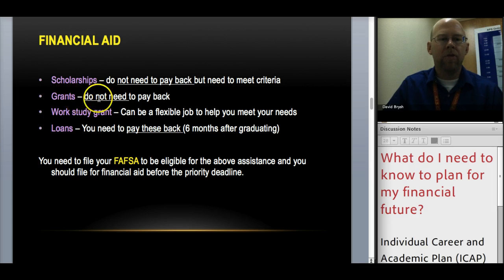Grants are another thing that you do not need to pay back. So if you get a grant, it's kind of like a scholarship. It's pretty cool. Grants are given out a lot of times for certain areas of need. Like, if they really need nurses, there'll be grants out there to try and get people to go to nursing school so that they have more nurses in the field, that sort of thing.